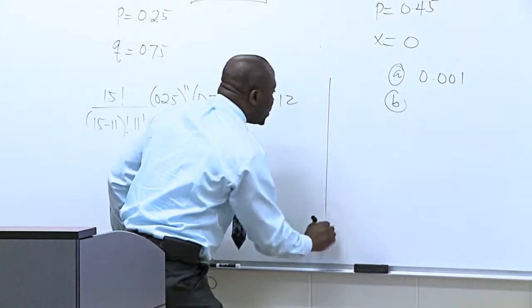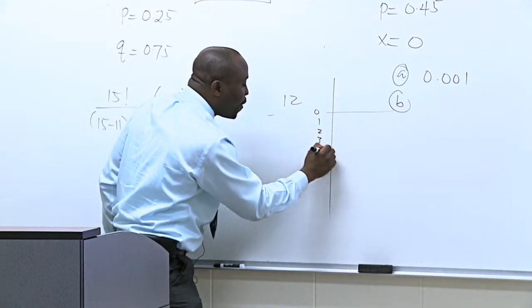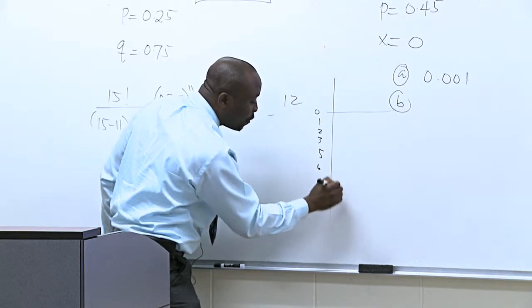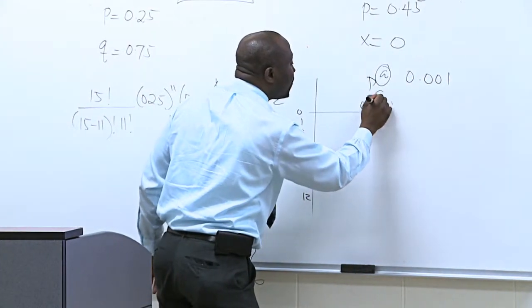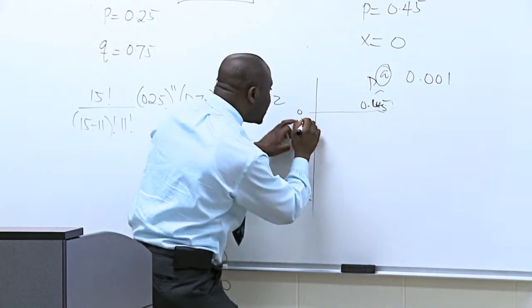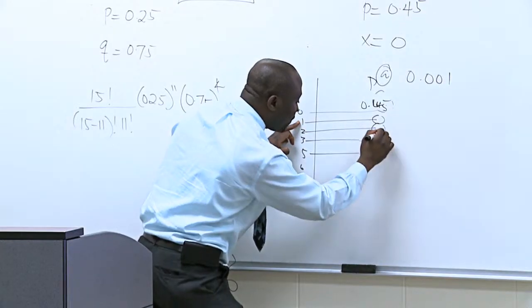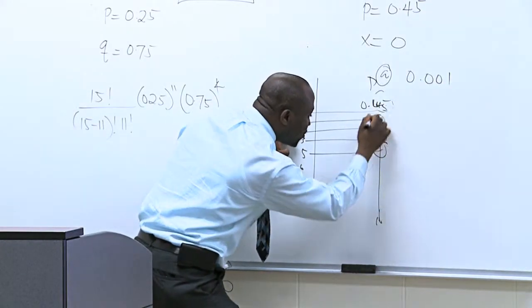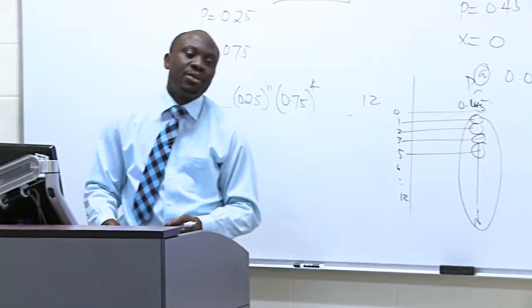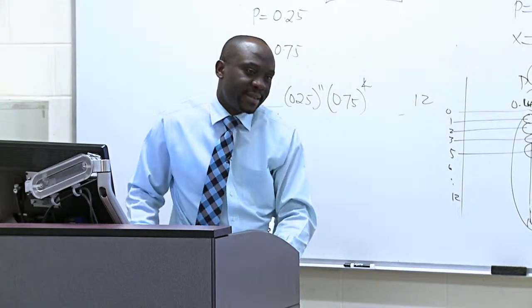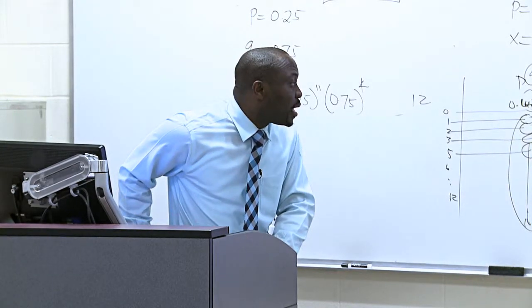So this is your table. You have 0, 1, 2, 3, 4, 5, 6, 7, up to 12, right? And then you have P's here. The P here is 0.45. So you're going to take the probability of 1, probability of 2, probability of 3, probability of 4, up to 12, and you add them up. You're adding up the probabilities. Is that okay? Now let's go to the next one.